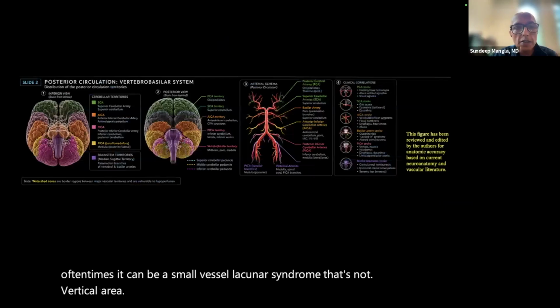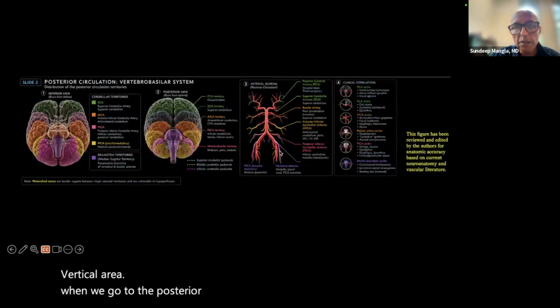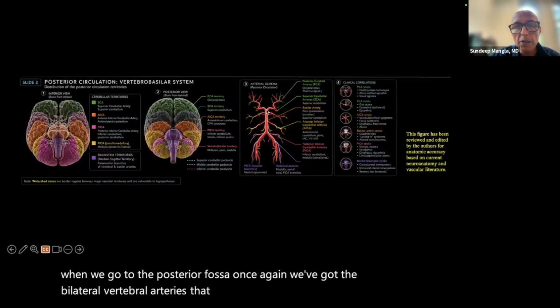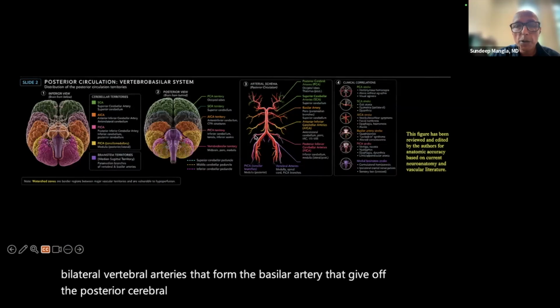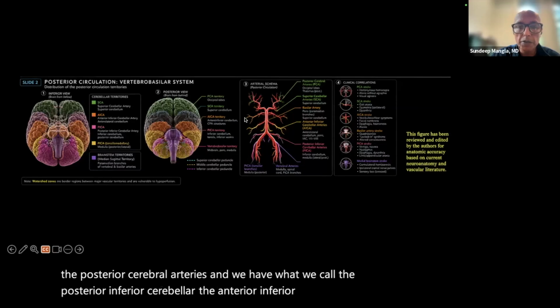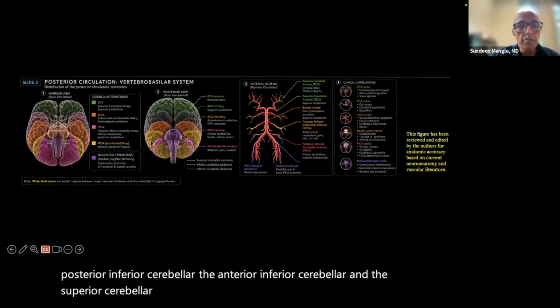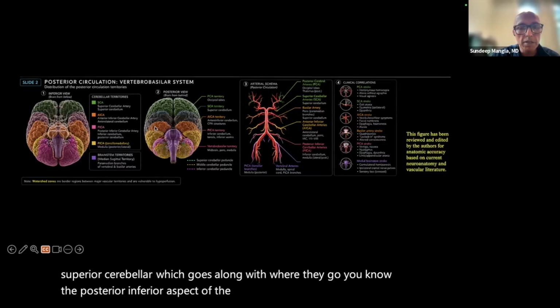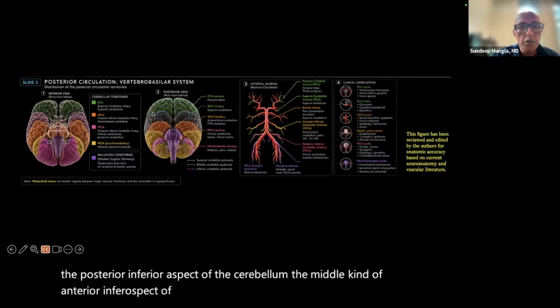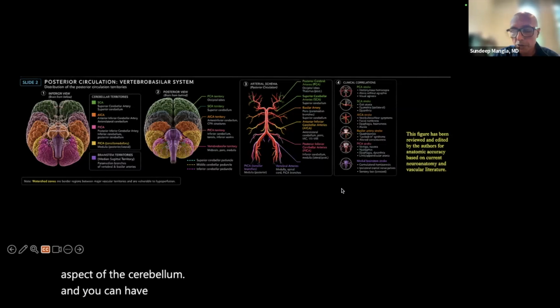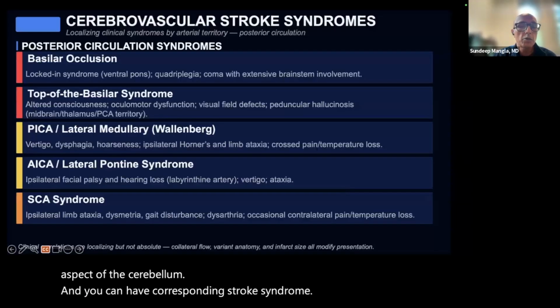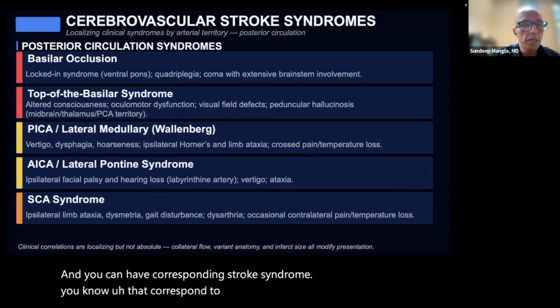When we go to the posterior fossa, once again, we've got the bilateral vertebral arteries that form the basilar artery that give off the posterior cerebral arteries. And we have what we call the posterior inferior cerebellar, the anterior inferior cerebellar, and the superior cerebellar arteries, along with where they go. The posterior inferior aspect of the cerebellum, the middle anterior inferior aspect of the cerebellum, or the superior aspect of the cerebellum. And you can have stroke syndromes that correspond to those vascular territories being blocked.